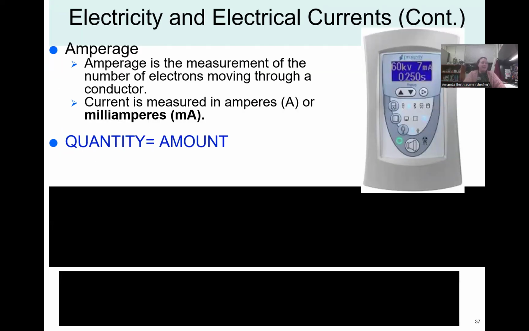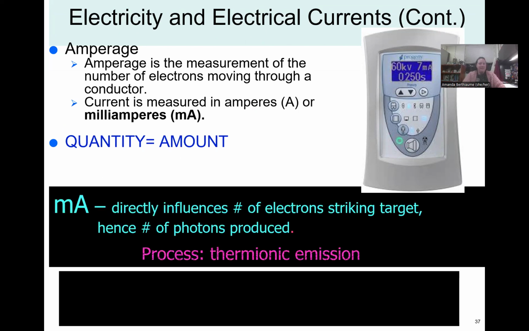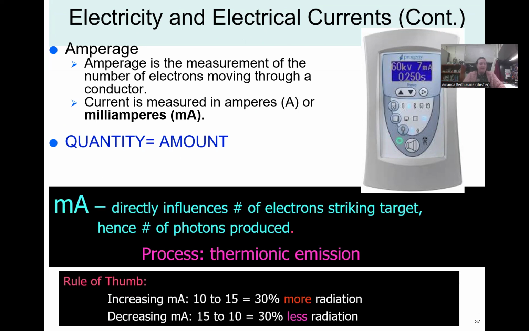So amperage, versus, so mAs is amperage. Amperage is the measurement of electrons moving through the conductor. So how much power we are sending through. And they say that this is an mA.